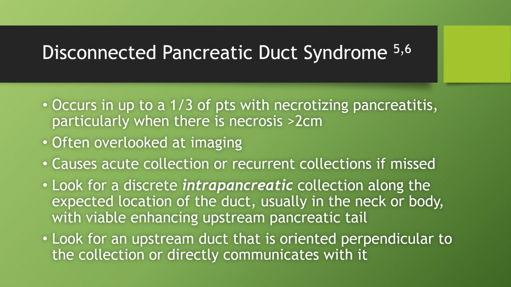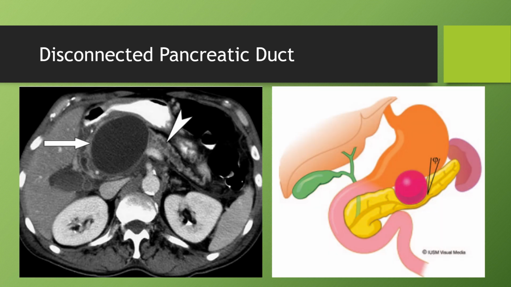And you're going to look for an upstream duct that is oriented perpendicular to the collection or directly communicates with it. And I'll show you an image. So this is what it looks like. We've got a well-circumscribed fluid collection in the region of the neck. We've got an atrophic upstream gland with dilation of the pancreatic duct. There's a little bit of enhancement of that parenchyma. And on the drawing, you can see that there's a sharp angle between where the main pancreatic duct lies and the wall of this collection. That is going to clue you in that this is a disrupted duct.